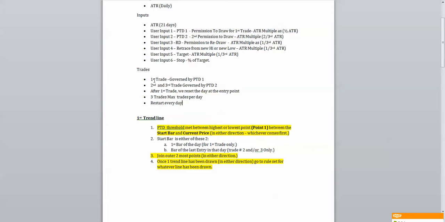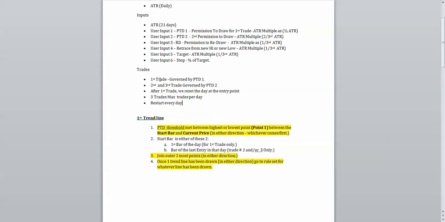For the first trade of the day, we are governed by PTD1, which is permission to draw 1, which is 1/2 ATR. For trade numbers 2 and 3, we are governed by permission to draw number 2, which is 2/3 of an ATR. For the purposes of starting, I'm only going to focus on trade number 1.